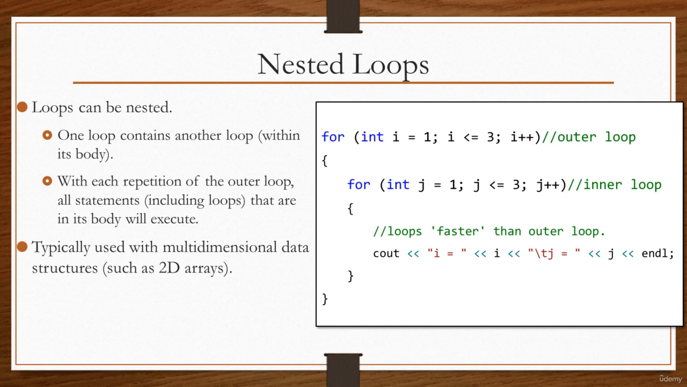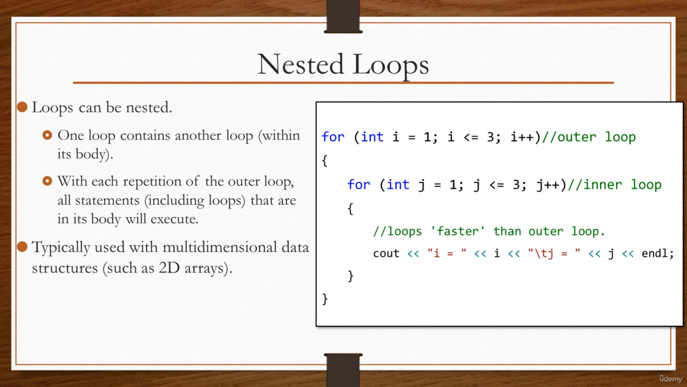For the most part in this lesson, we'll look at the for loop, but you can nest other loops as well, such as while loops and so on. We typically use the for loop with arrays, which is basically a data structure that contains multiple variables of the same type. You can also have 2D arrays, so two-dimensional arrays. We'll discuss those later in the module.